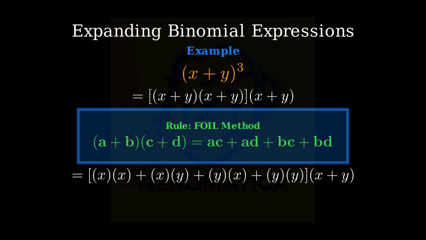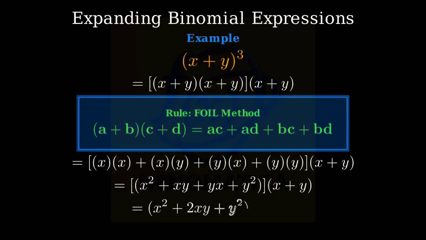Let's use the FOIL method, which stands for first, outer, inner, last. So we have first, x times x, outer, x times y, inner, y times x, and last, y times y. This gives us x squared plus xy plus yx plus y squared. Now, we can simplify the expression inside the brackets. We get x squared plus xy plus yx plus y squared, all multiplied by x plus y.